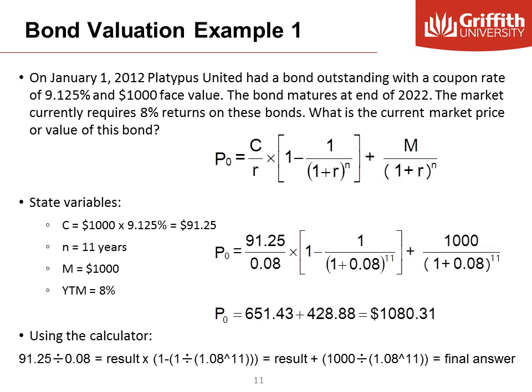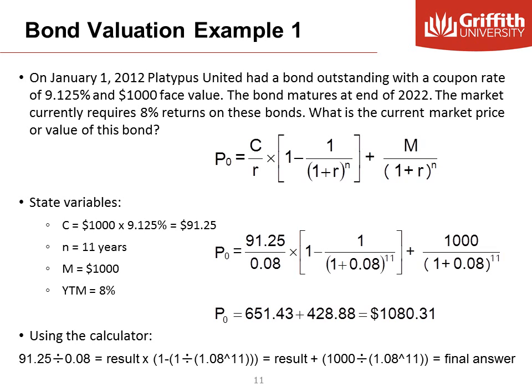So always state the variables. Write down the variables so as to avoid confusion. Remember, the coupon is found by applying the coupon rate to the principal. So based on those values, the coupon payment is 91.25. The required rate of return or the yield to maturity is 8%. And the bond has 11 years to maturity. Why 11? Because we value the bond at the beginning of 2012.